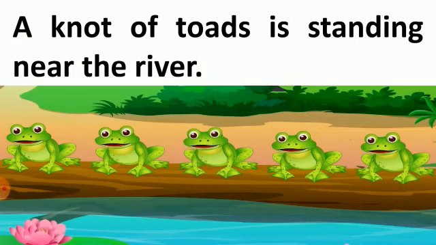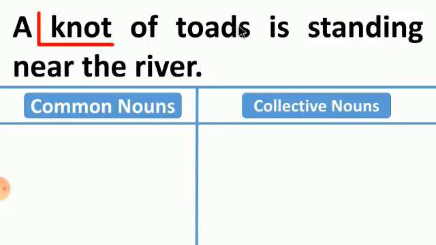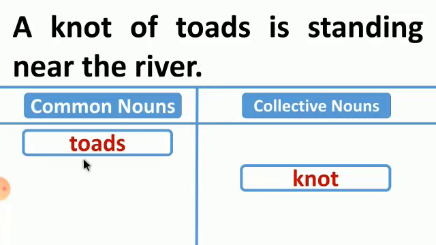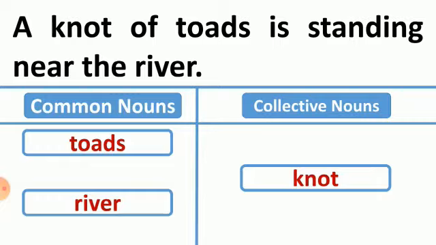Excellent work. A knot of toads is standing near the river. Toads means frogs. So knot of toads, group of toads is standing near the river. We have knot, toads, and river. Knot. It is given to a group of toads, so it is collective noun. What about toads? Which means frogs. It is common noun. So what about river? It is a common noun too.